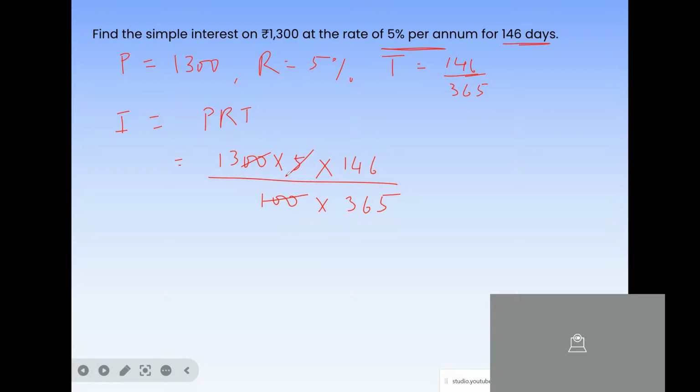So 5, and this we can simplify here, 73. I think we can cancel 146 and 73 by 73, because 73 twos are 146. So we don't have anything in the denominator. Now we can just continue with the multiplication. Then you multiply everything, you'll get 26. So 26 rupees here is the 5% of 1300. So that is your interest.